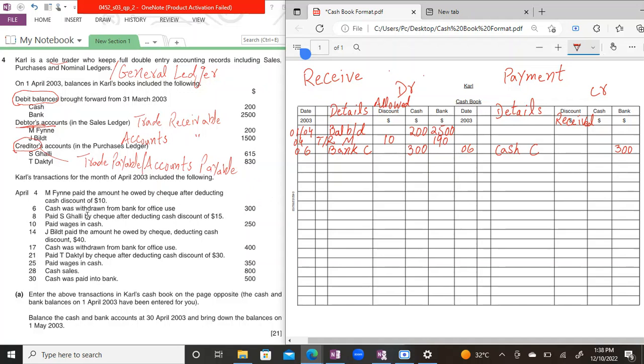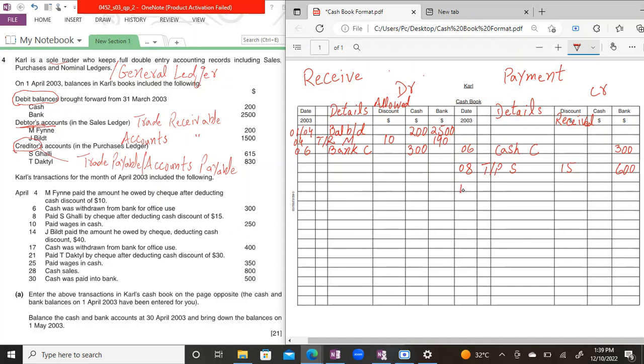Now the next entry, number 8, on date 8, paid S by check after deducting cash discount of 15. Now the business is paying to S. So this is the payment side. Write the date 8. We are paying to S. So S is our trade payable. As I said, write the full name, and discount is $15. And how much we have to pay him? 615. So 615 minus 15, remaining 600 is paid to him by check.